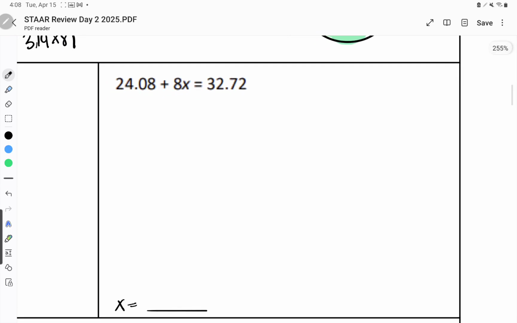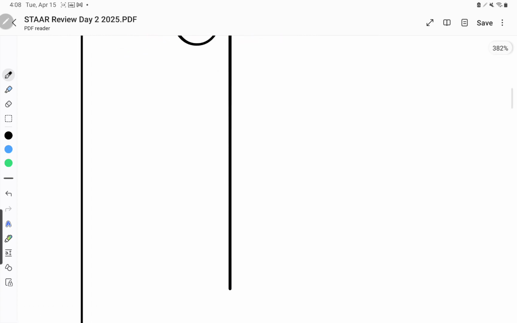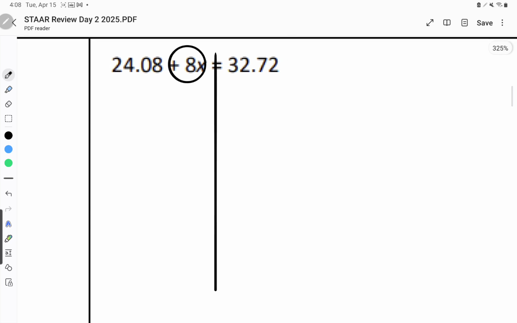For the next one, we have an equation here, and just because it has decimals doesn't mean we freak out. Okay, first step, line through the equal sign. Second step, shield x and its coefficient. Remember, the sign that's in front of the coefficient also belongs in that bubble right there if x comes second. All right, now what do we do? We would subtract both sides by 24.08.